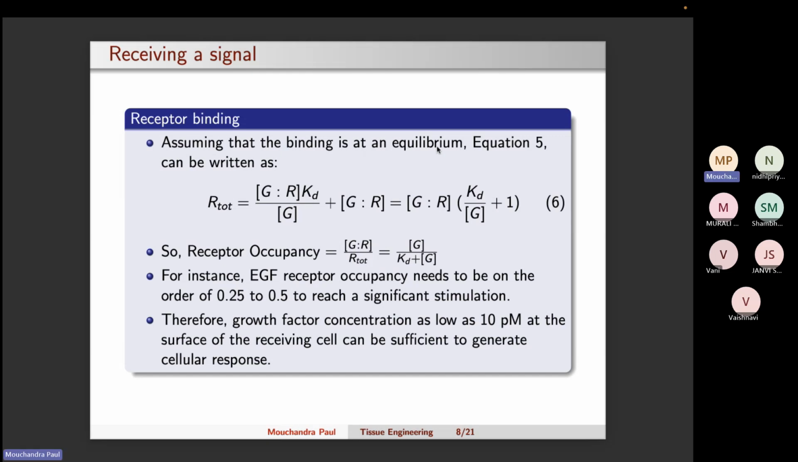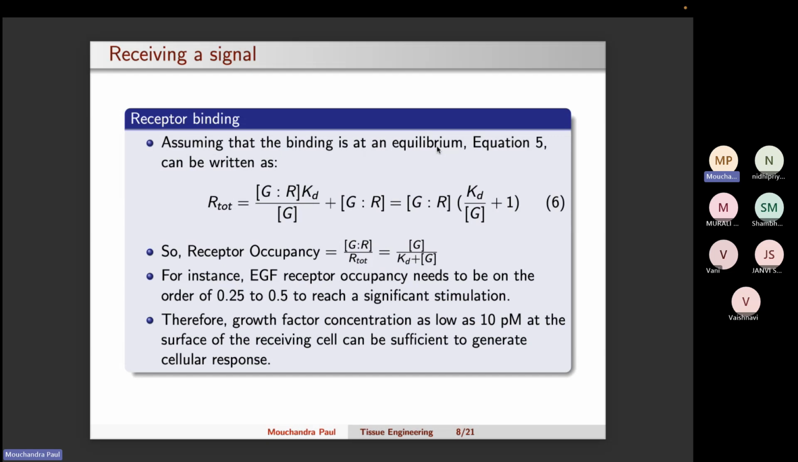Equilibrium means an equal number of molecules have bound to the receptors, and an equal number of receptors and growth factors are unbinding. So equilibrium has been reached. Equilibrium and steady state are totally different things, by the way. Don't confuse these two terms. Equilibrium is different, steady state is different. In equilibrium there is no driving force.